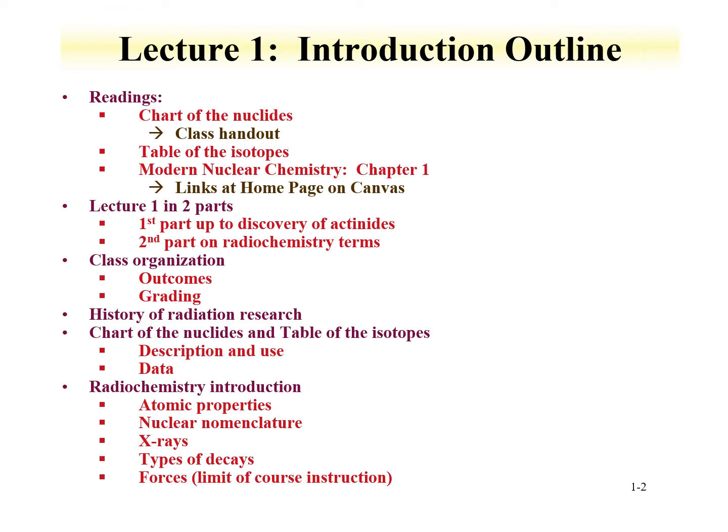Lecture 1 is divided into two parts. The first part goes up to the discovery of the actinides, and the second part focuses on radiochemistry terms. The first part, which is this lecture, covers the class organization, which will discuss outcomes and grading, and then a history of radiation research. Lecture 2 will cover the chart of the nuclides and table of the isotopes, and an introduction to the terms that are often used in radiochemistry.